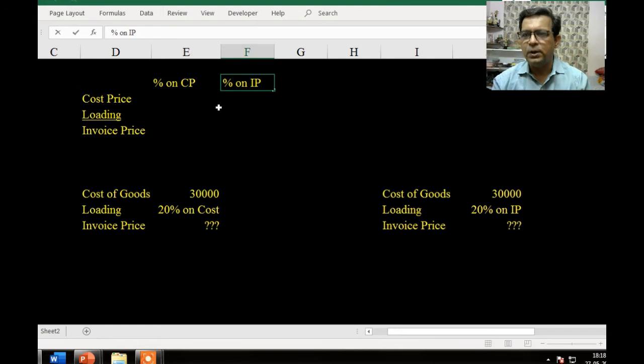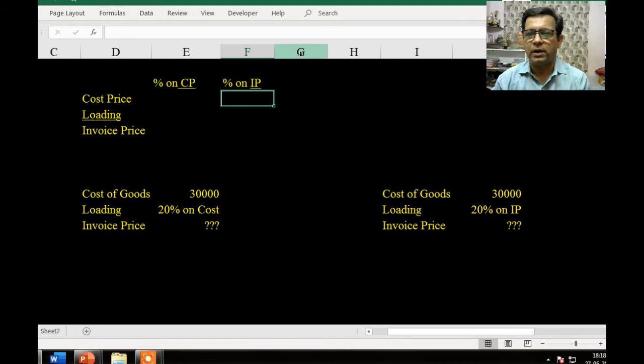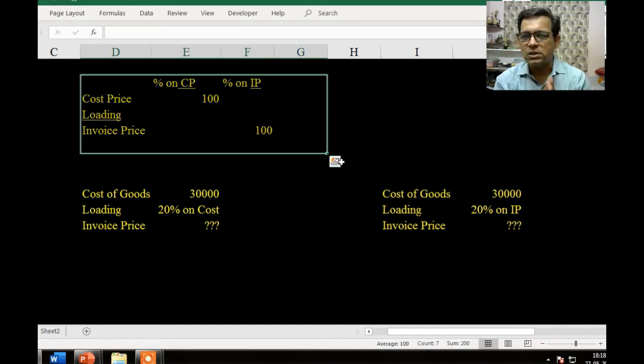Guys, one simple rule. After the word on, what do we have? Do we have cost price or do we have invoice price? Like in this example, what we have is cost price, but in this example, what we have is invoice price. If loading is given as a percentage on cost price, you will take cost as 100. If loading is given as a percentage on invoice, you will take invoice as 100. This is something that you need to remember, guys. Pay attention to this very carefully.